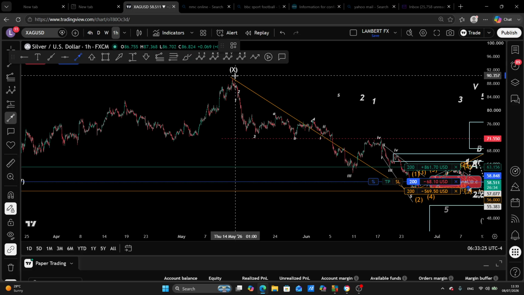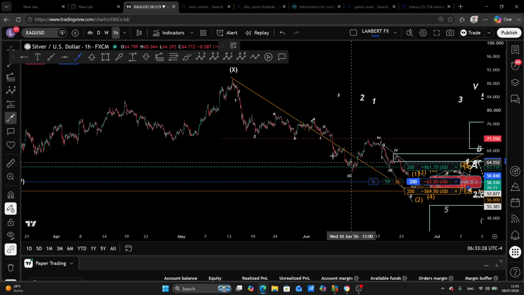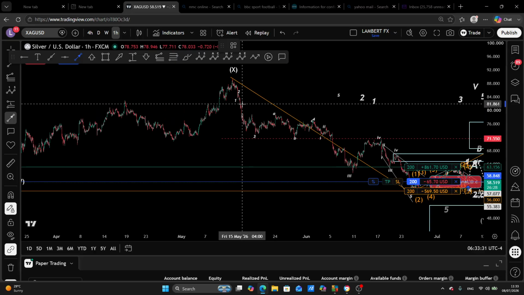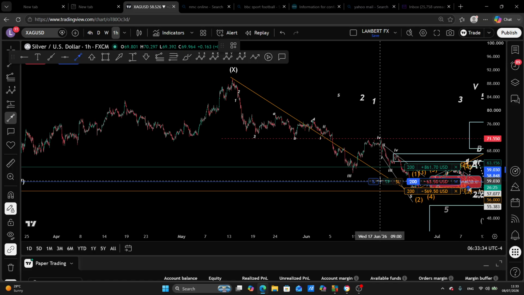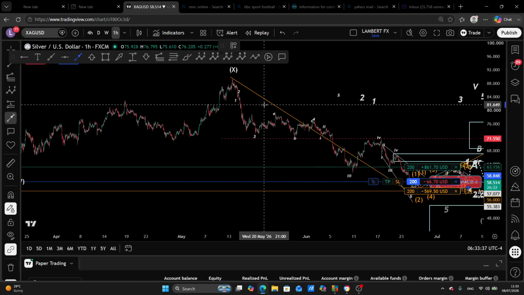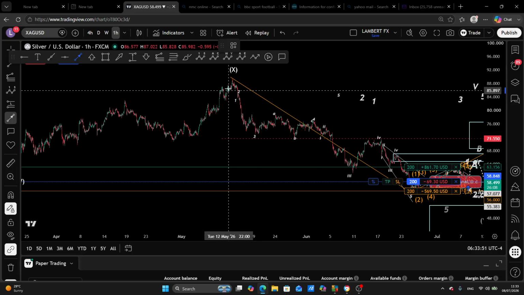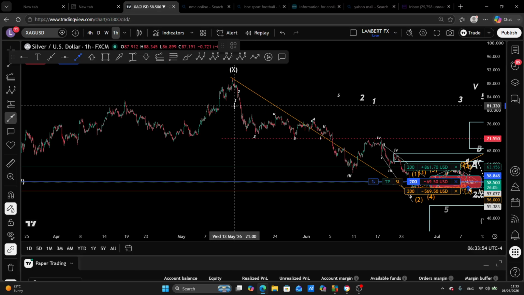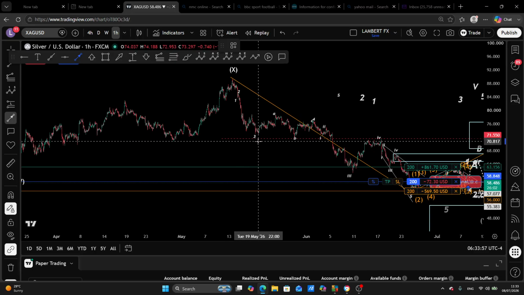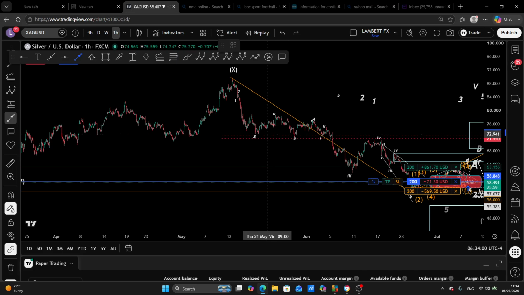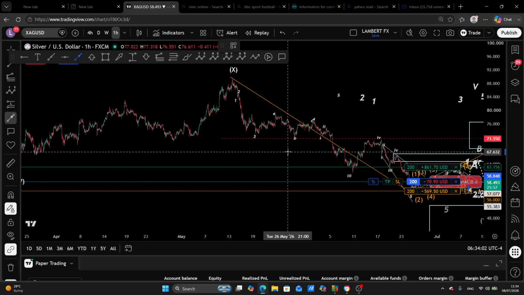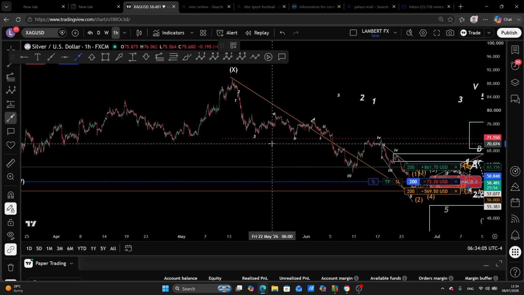With this X leg down, we are forming what is called a zigzag. This analysis is using the Elliott wave principle. A zigzag is a corrective pattern, which is a 5-3-5 corrective pattern of the Elliott wave principle. As you can see, I've labeled 1, 2, 3, 4, 5. I've got the ABCs. The ABCs are just the corrective legs, in case you're new to Elliott wave principle.